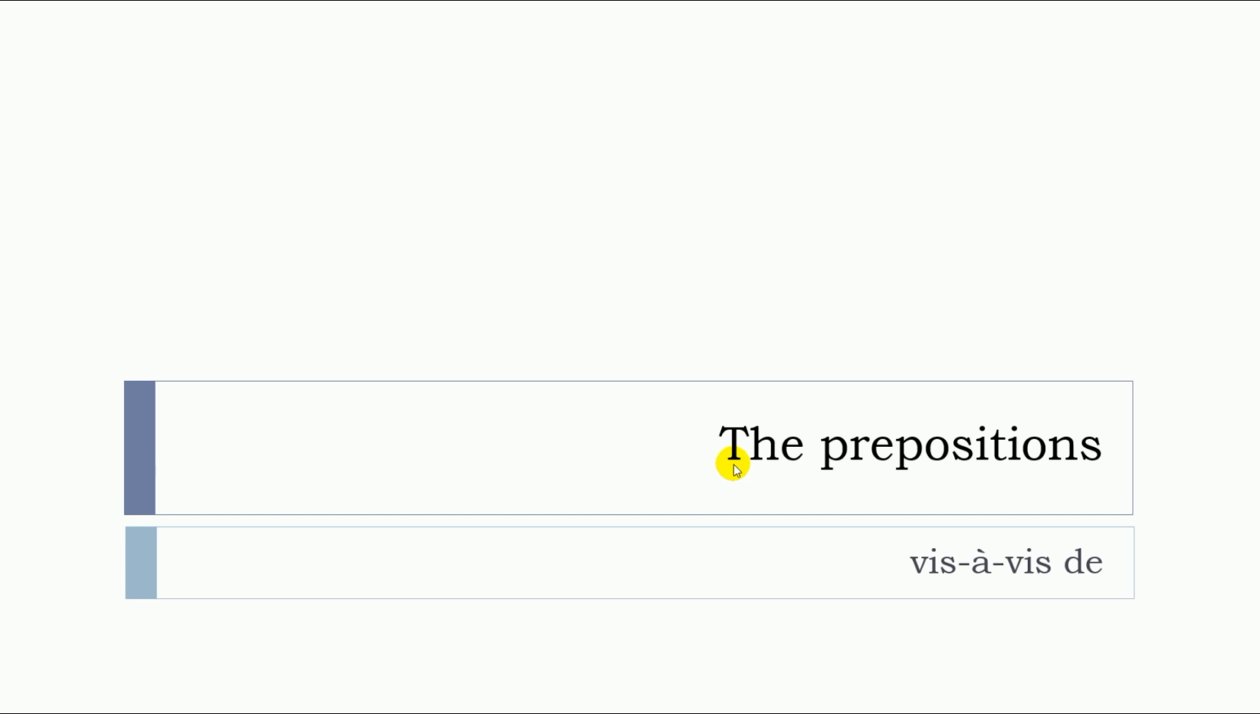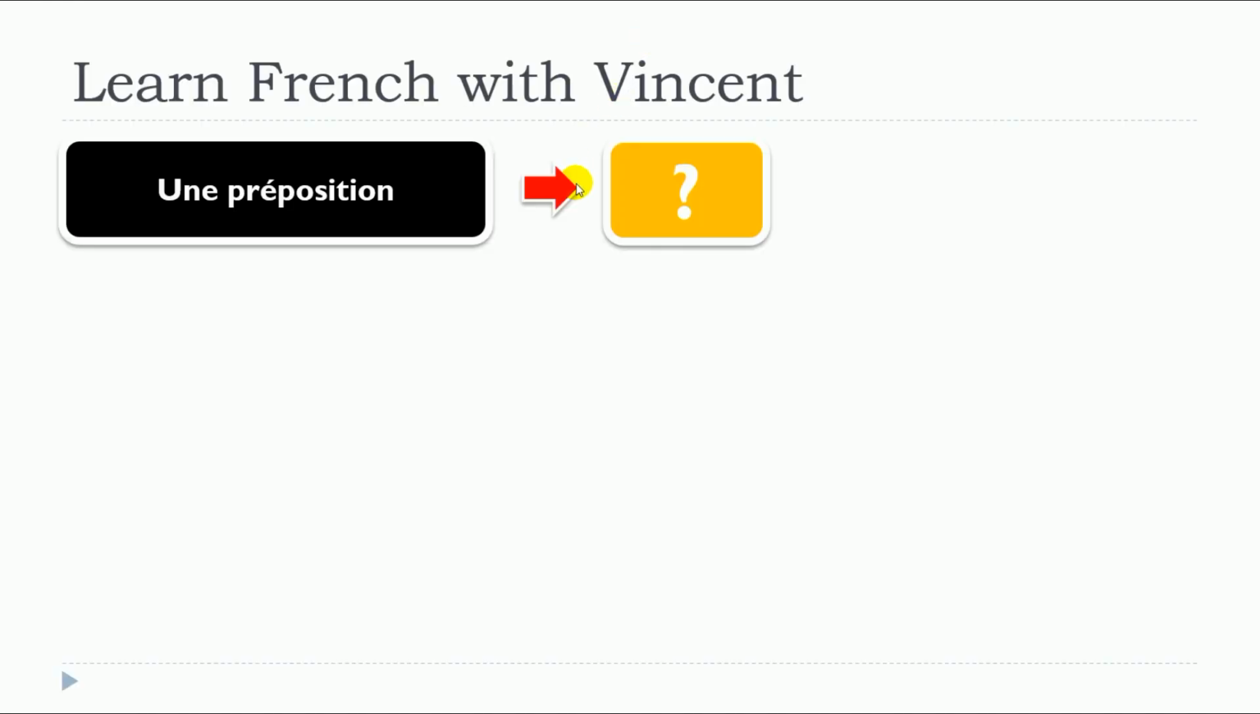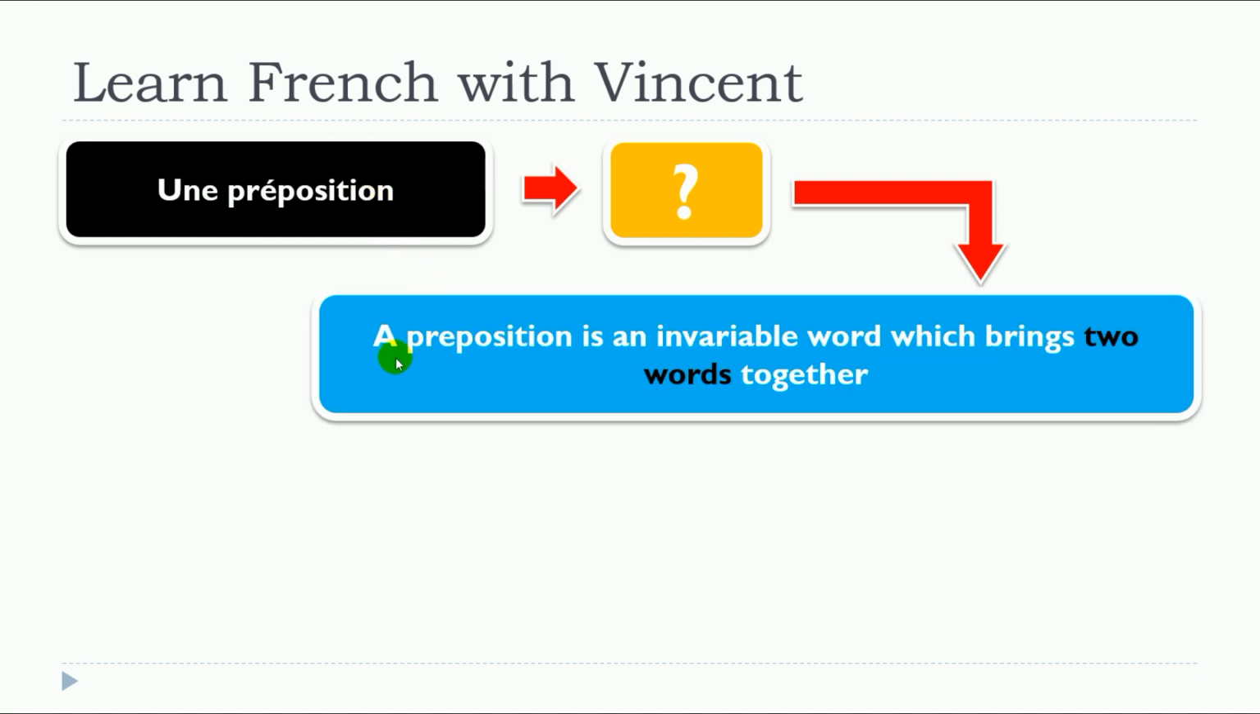In this lesson, we will see together the prepositions, but more precisely, vis-à-vis de. So, of course, the first thing that we need to see together is what is une préposition? Well, a preposition is an invariable word which brings two words together.